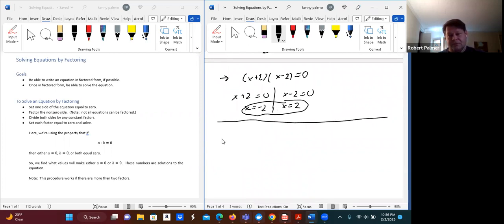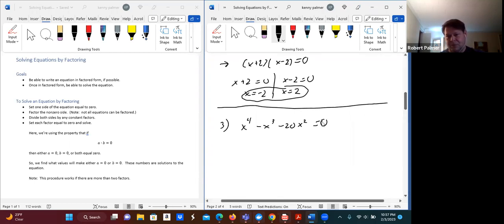Okay. Number 3. So let's say we have x to the 4th, double check what I had, minus x cubed minus 20 x squared is 0. Okay, this is already set equal to 0.